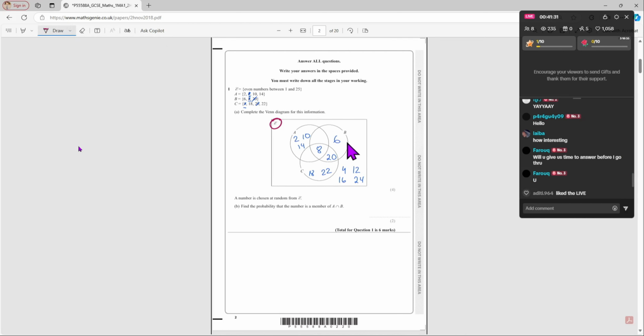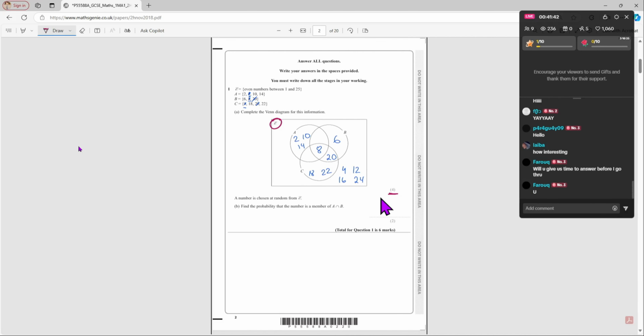Our Venn diagram is completed, and look at that, it's worth 4 marks for our first question on the paper. That is a lot of marks to get. And just to let you know, whenever there's a Venn diagram question, it's always followed up with a part B, which probably wants to ask you the probability of something.